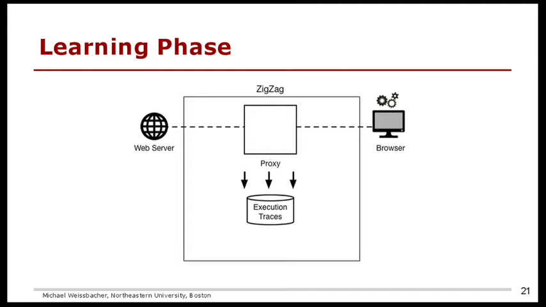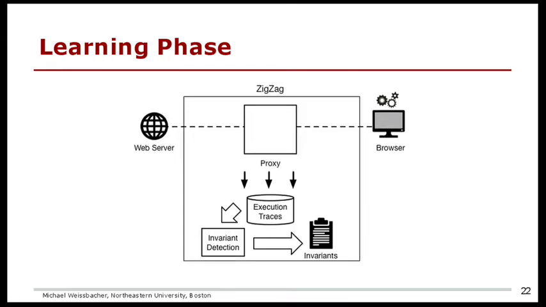the client is sending back traces to the proxy where they're being stored in a database. So we are collecting these execution traces. We are doing this with multiple users. We're doing this multiple times. And once we have enough traces, we can run our invariant detection tool. And as the output of this, we have a list of invariants for these programs.